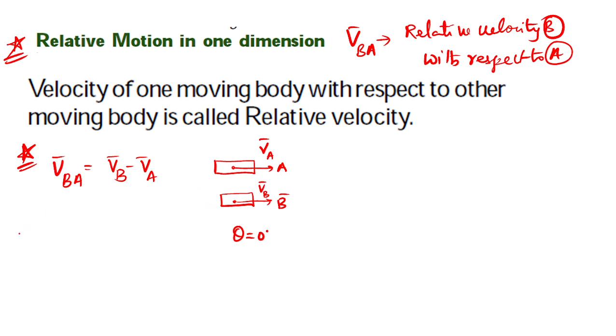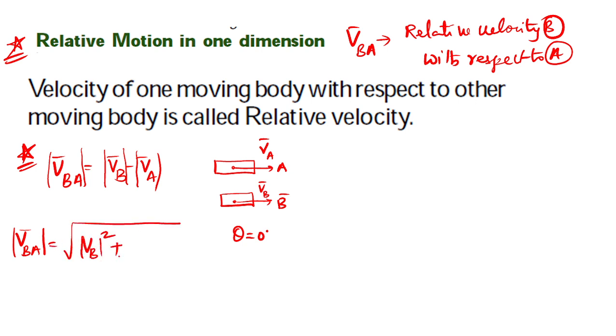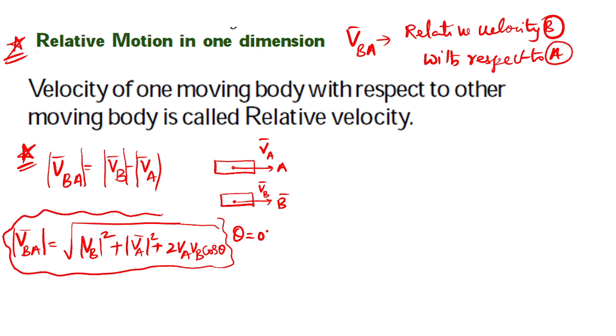So this is the resultant. I wanted to find the magnitude. What is the magnitude here? So VBA is equal to the square root of VB whole square plus VA whole square plus 2 VA VB cos theta. Did you study this one or not? This is the resultant velocity. Okay?